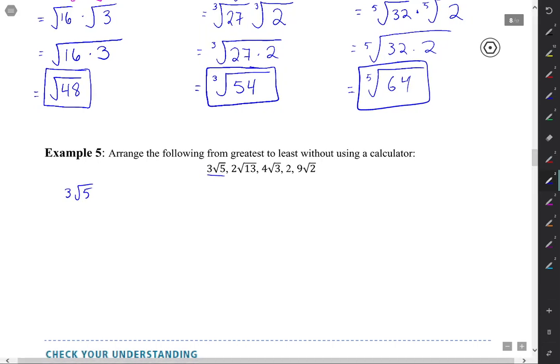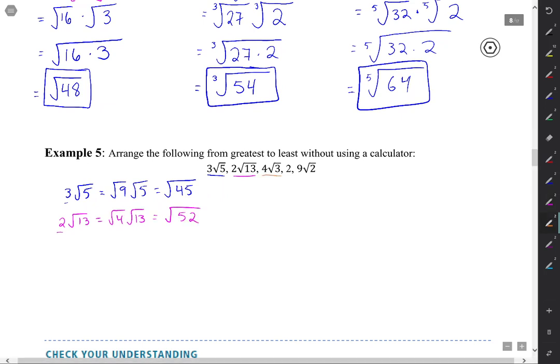If we were to convert that into an entire radical, we would think, the square root of what is equal to 3? The square root of 9 would be equal to 3. Therefore, we would write this as 9 times 5 is 45. So the square root of 45. Now let's try the next one here. We've got 2 root 13. So then we would have the square root of 4, because the square root of 4 is equal to 2, times the square root of 13. And if we do 4 times 13 in our heads, we get 52.